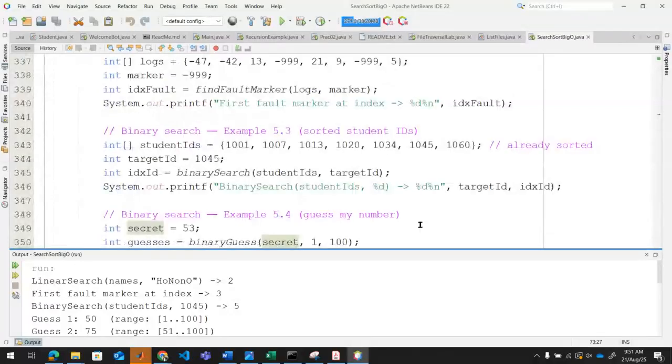Here we now have some numbers given. It's already sorted in this case, like we said, for binary search. And if we now find a target which is 1045, we perform our binary search, it should be able to tell us that 1045 exists here, and that points to index 5. So you see 0, 1, 2, 3, 4, 5. We have the 1045 there.